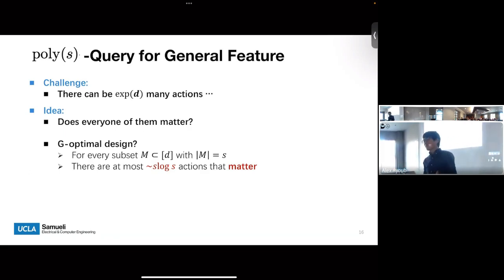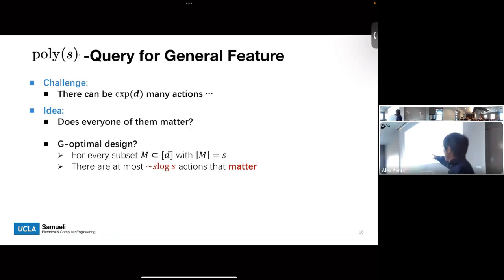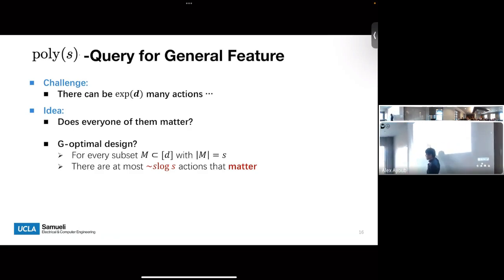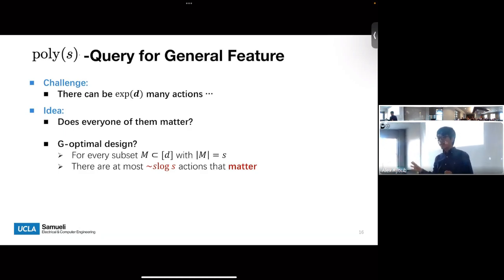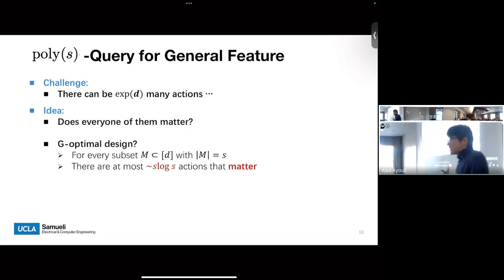Not every one of them matters in terms of getting good error. So you just query this many actions, S log S many actions, and you can already get a good estimate of what they have in terms of that index set, right? So basically this gives us an idea, right?